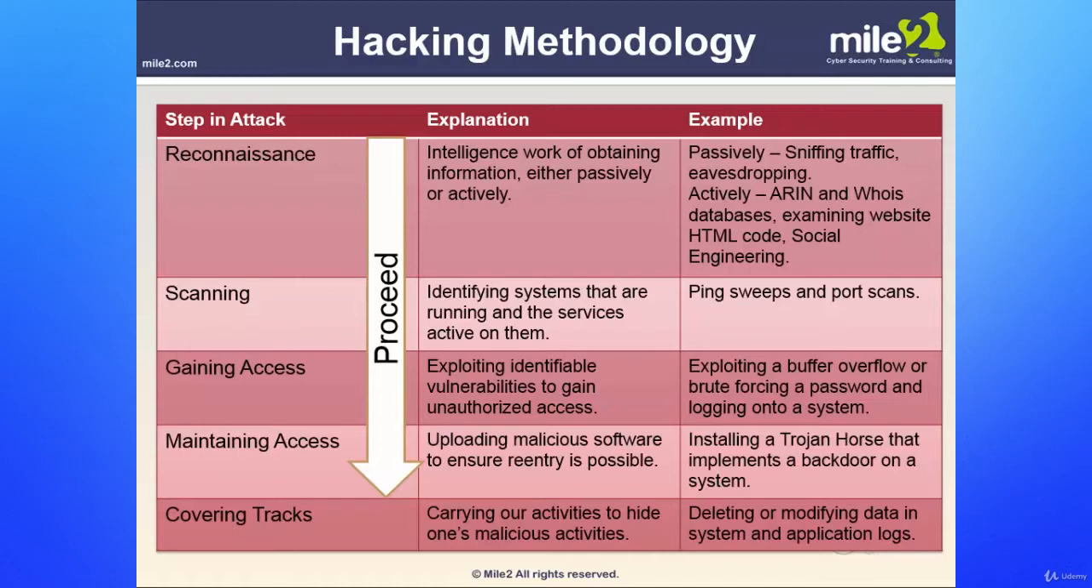All right. Also, the third phase is called the gaining access phase, also known as the enumeration phase. This is where we exploit identifiable vulnerabilities to gain unauthorized access. We a lot of times can do this through exploiting a buffer overflow or brute forcing a password and logging onto the system. And again, this is also one we're going to have a chapter on all by itself, and it's going to be called the enumeration chapter. And mainly here we're talking about null sessions and how to construct a null session and how that all works and what kind of things we can enumerate from that.